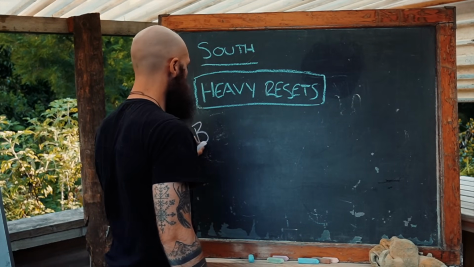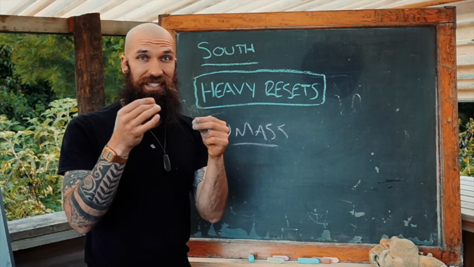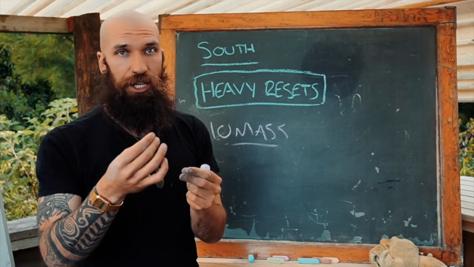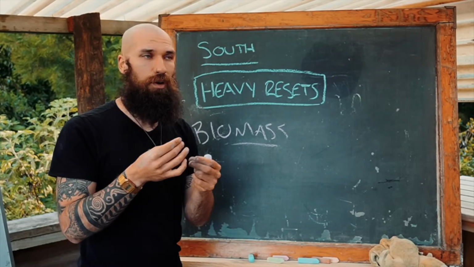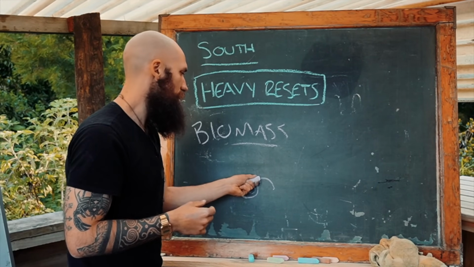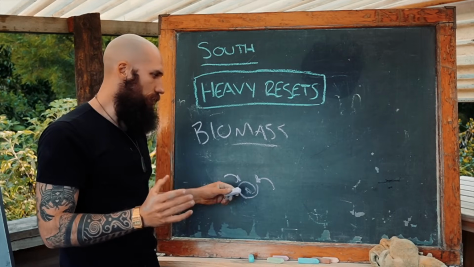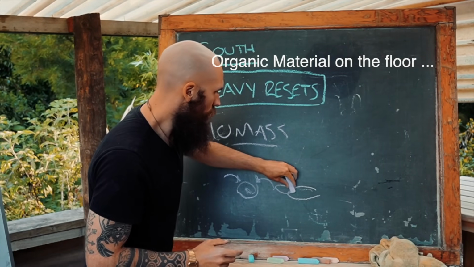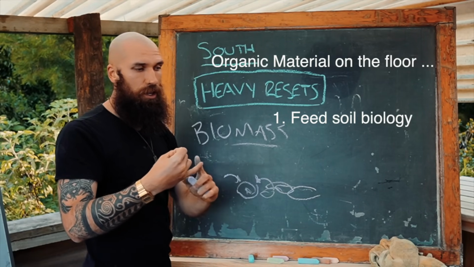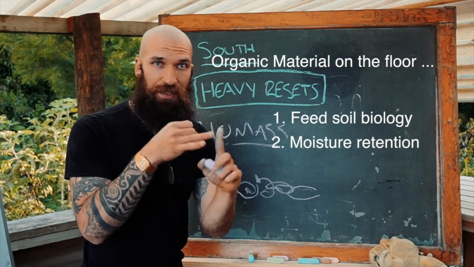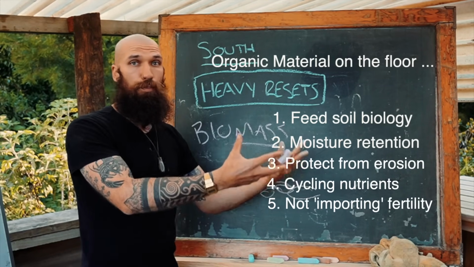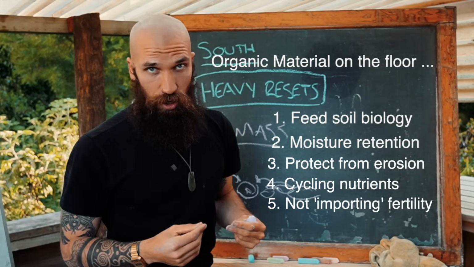Now let's talk managing biomass. Mulching with in situ biomass is the primary mechanism for creating fertility in your agroforestry system. In situ, as in it's come from within the system, not from outside inputs. And so what you're doing here is when you're putting organic material on the floor of the system, you're feeding soil biology, you're increasing the moisture retention in the soil, protecting against erosion, you're cycling nutrients, you're not importing your fertility like with the permaculture examples.